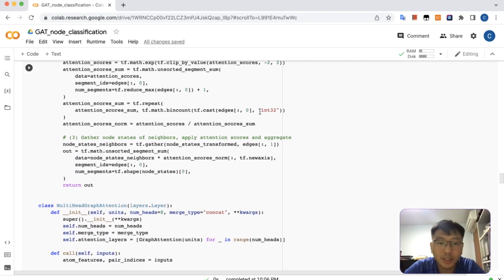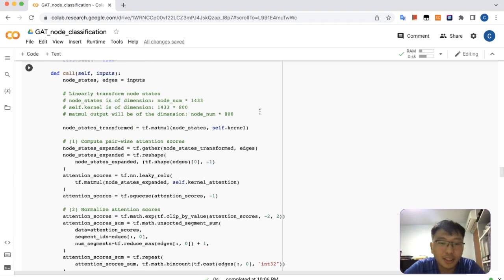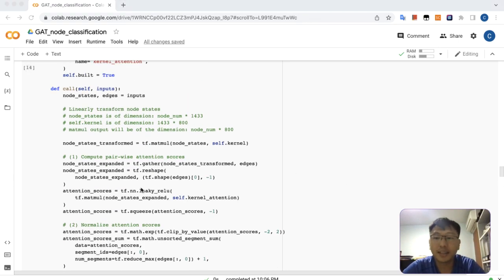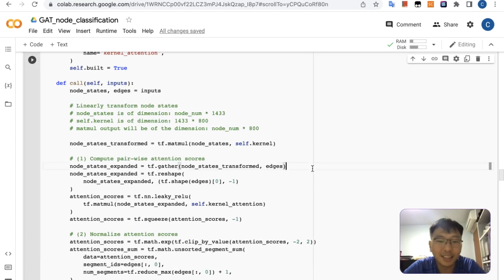Yeah, this is a really difficult code to understand actually. I would like to try to simplify it if possible, but I need to get good first. I need to understand more about graph neural networks before I can change it. So here the kernel is of dimension 800 by 100 actually.